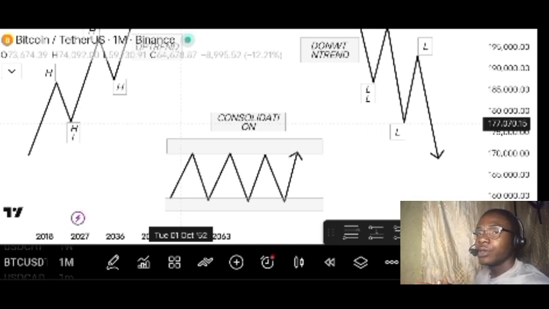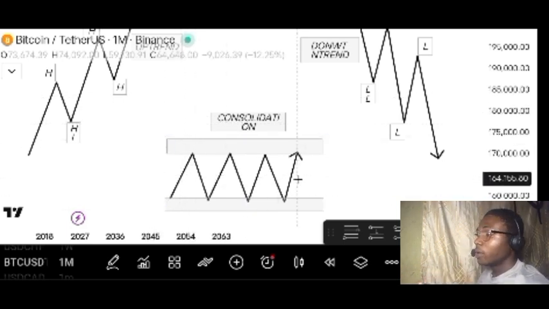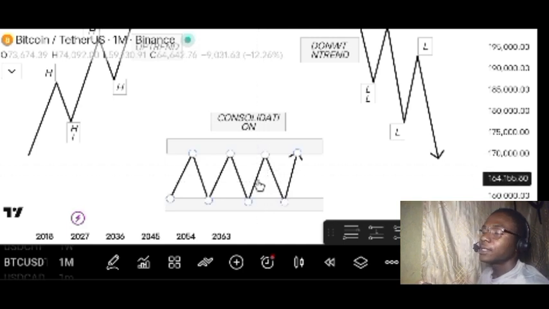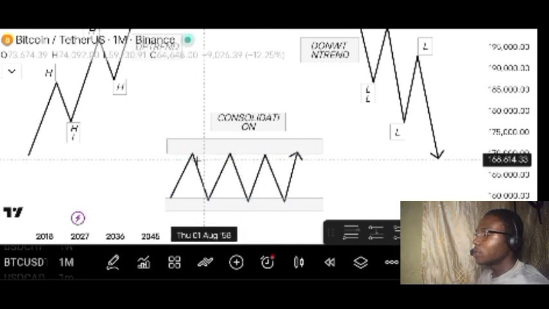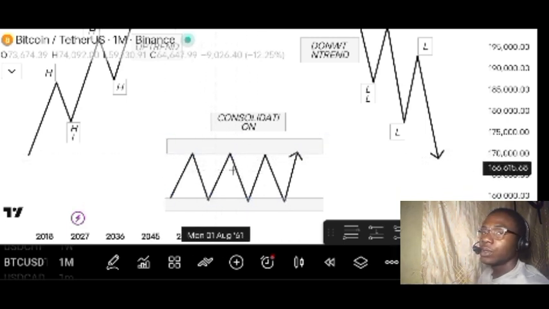Either USD or BTC/USD is just ranging like this. You don't know which one is in control. You don't know if the buyers are in control or if the sellers are in control. That's when the smart money keeps setting their traps. I call these traps, because there is so much liquidity above these highs and so much liquidity below these lows.